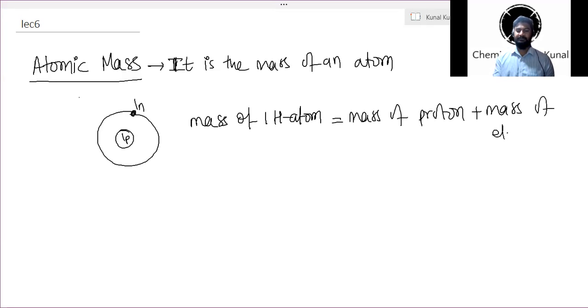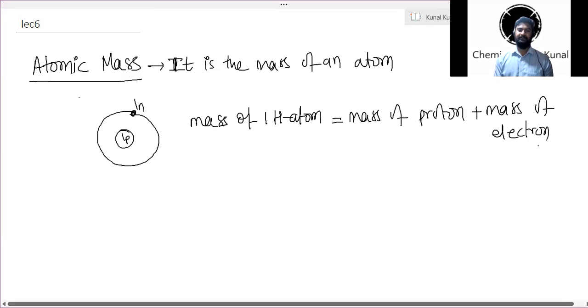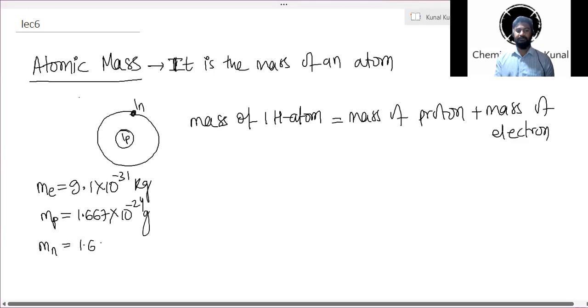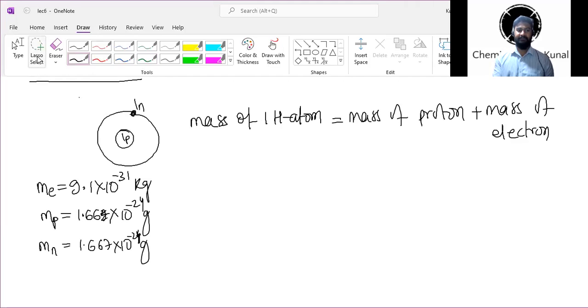electron. Now we happen to know that the mass of an electron is 9.1 into 10 to the power minus 31 kilograms. The mass of a proton is 1.667 into 10 to the power minus 24 grams, right? And the mass of a neutron, however it is not applicable here but still we should know it, is 1.667 into 10 to the power minus 24 grams. So the mass of a neutron is almost the same as the mass of a proton. We can take them as the same, no problem in that. Cool. So I hope you got the idea behind finding the mass.